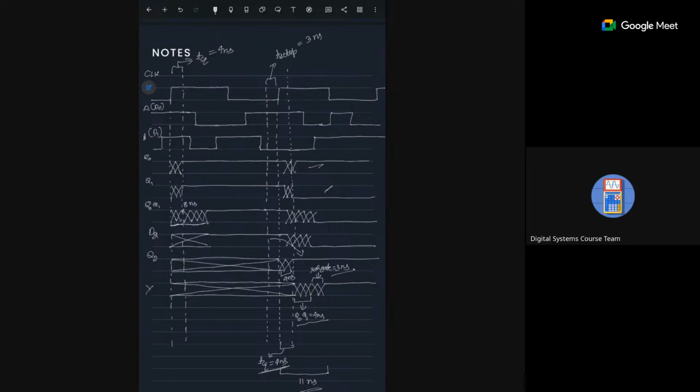Wait a minute. In the question, what is given? Basically, T setup and T CQ are given with respect to the clock signal, not with respect to the flip flop. So if you apply an input here, you are not getting 4 nanoseconds here; you are getting exactly the same time. If I apply it at 1 nanosecond, you get the output at 1 nanosecond here. Then 2 here, 3 here, 1 here.